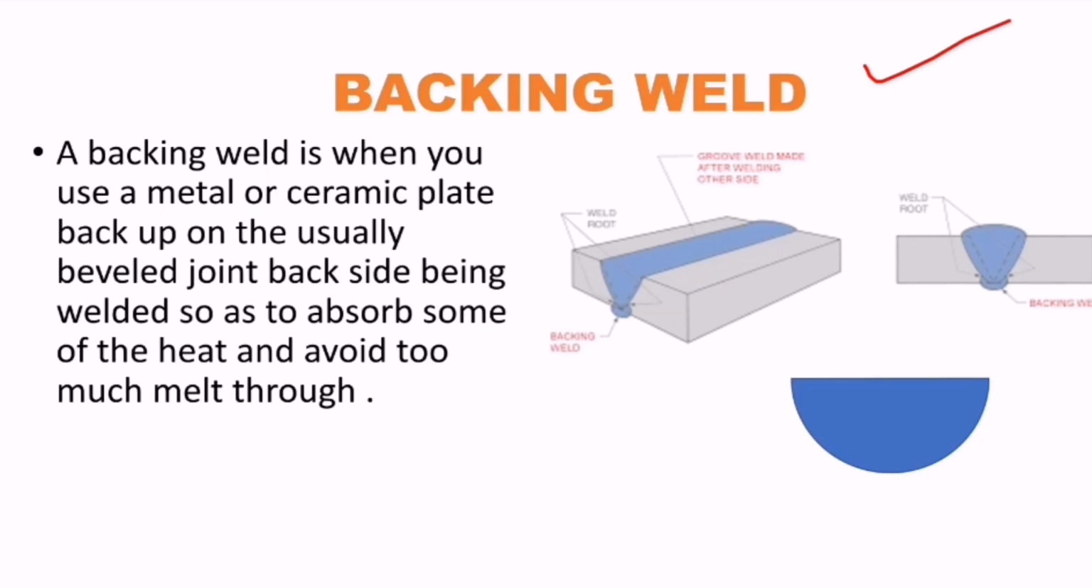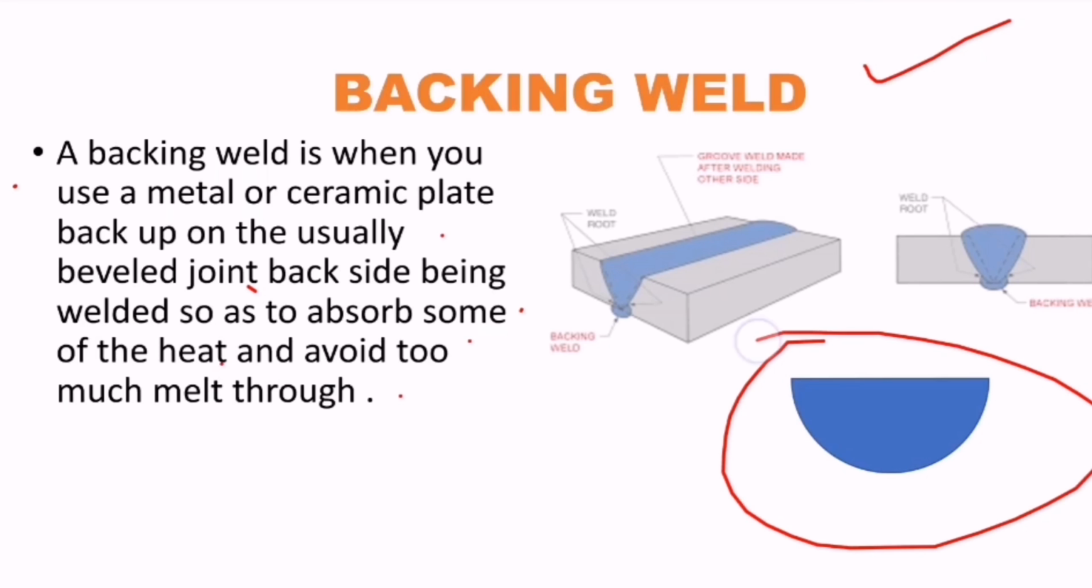This is another type, like backing weld or backing run. A backing weld is when you use a metal or ceramic plate backed upon the usually beveled joint, the backside being welded, so as to absorb some of the heat and avoid too much melt through. So this is the symbol of backing weld or backing run. We can see this is a welding, and at the bottom we can see this symbol. This is backing weld or backing run.